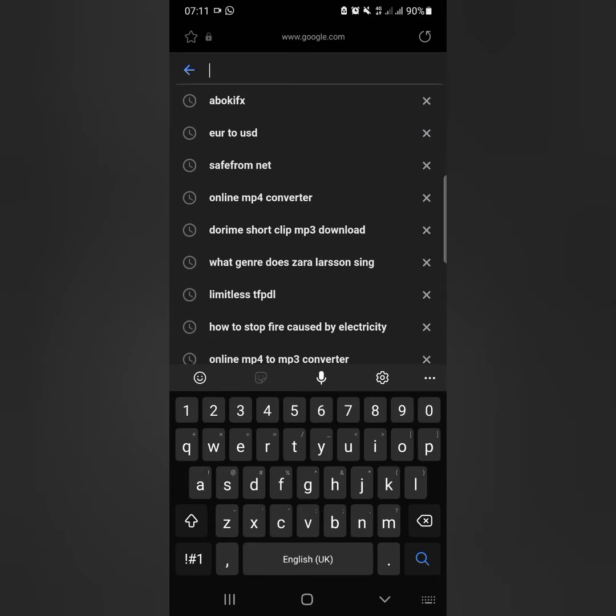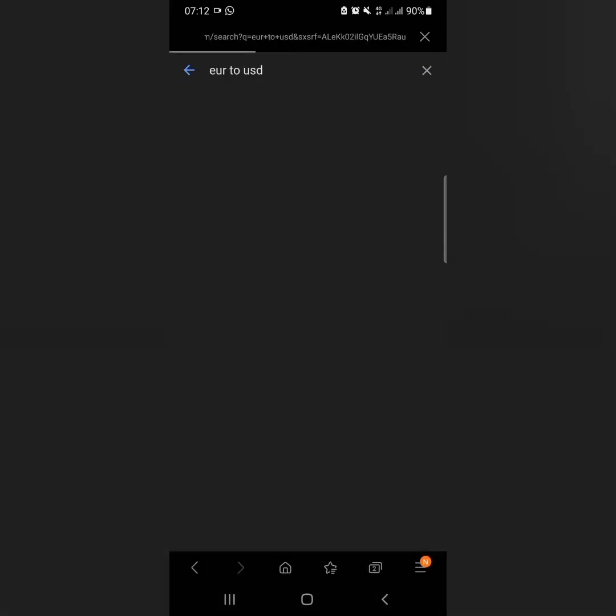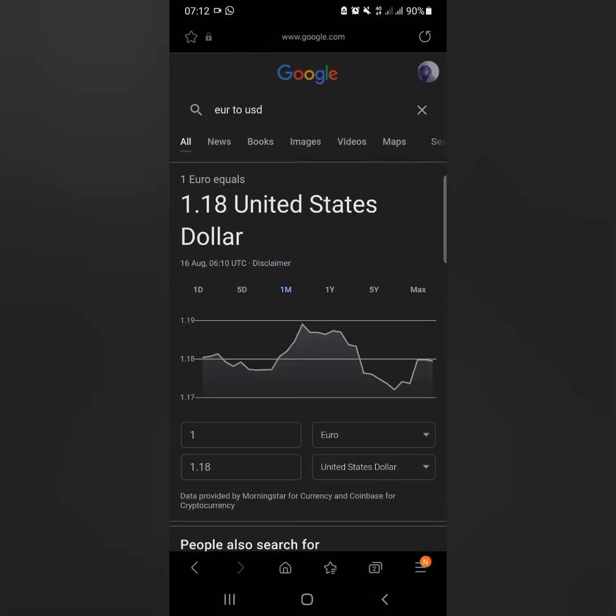So I'm on my browser. I'm going to explain to you the value. It simply means how many euro makes 1 USD. So you can see 1 euro equals 1.18 United States dollars. So that is the value, right? That means if you divide euro by USD, you're going to get 1.18.